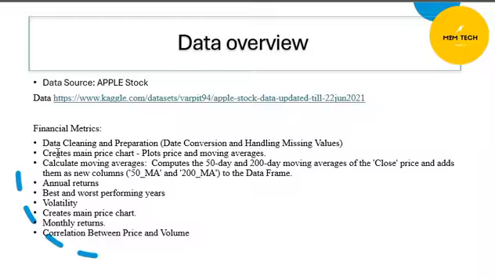I have done the data cleansing, which includes data conversion, handling missing values, and removing rows with zero volume before calculating the 50-day and 200-day moving average. And I also added those two columns to the data frame.